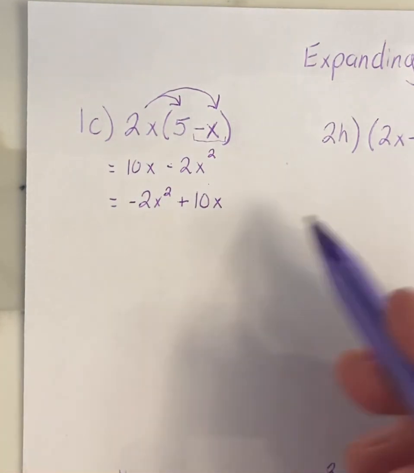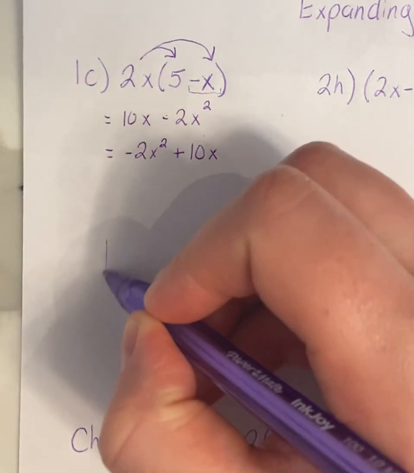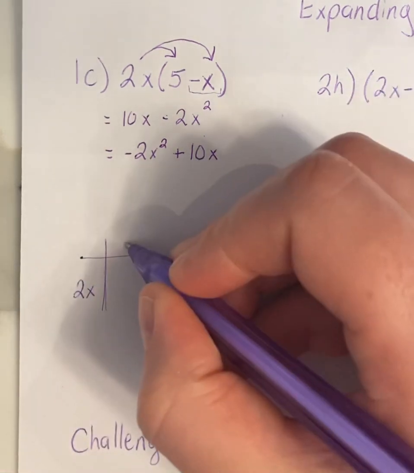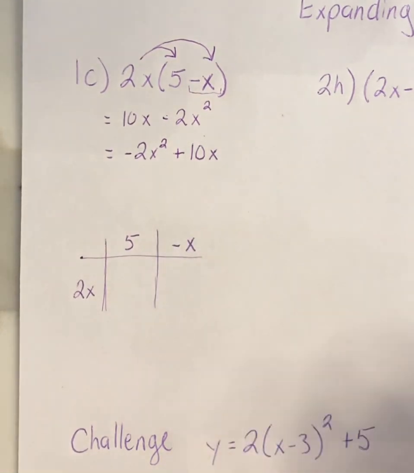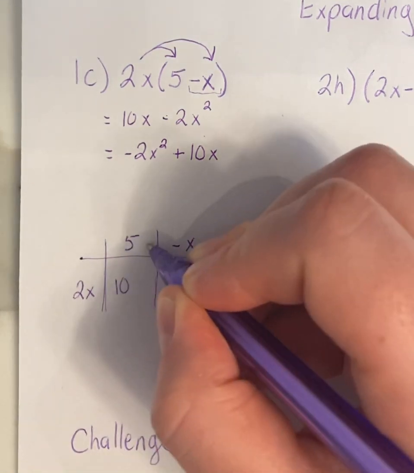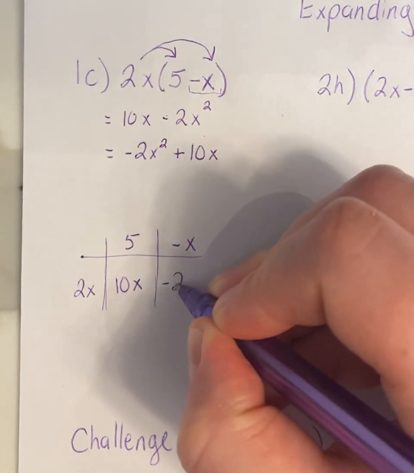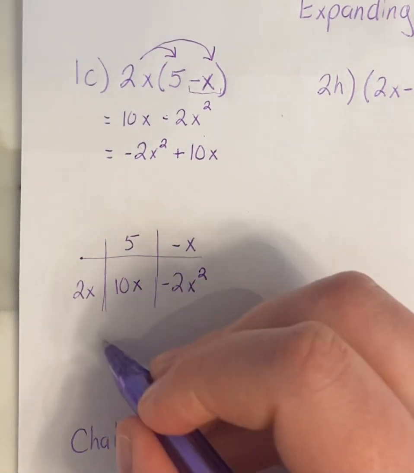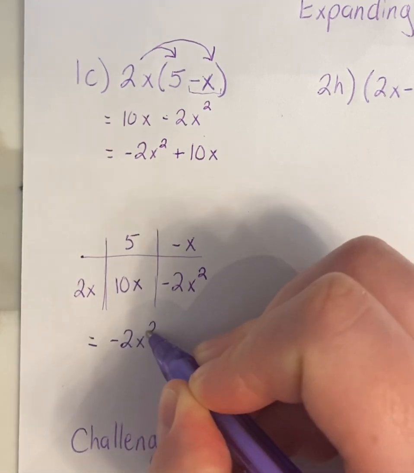Now, if we want to use the box method, I will do the box method down here. So that would be, if I was setting this up, I would do 2x and 5 and negative x, okay? So you'd set it up like that. So 2 times 5 gives me 10. X times nothing gives me x. And then 2 times negative gives me negative 2. X times x gives me x squared. Okay, and then I set them up in the order I want them in, which is the x squareds first.